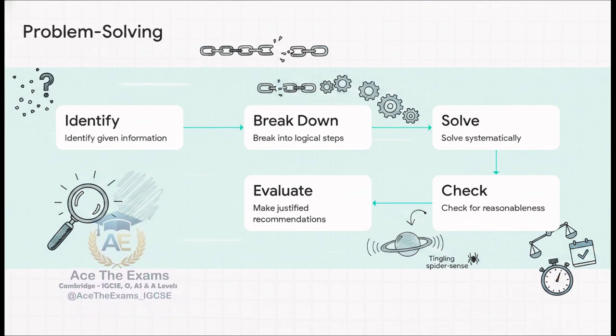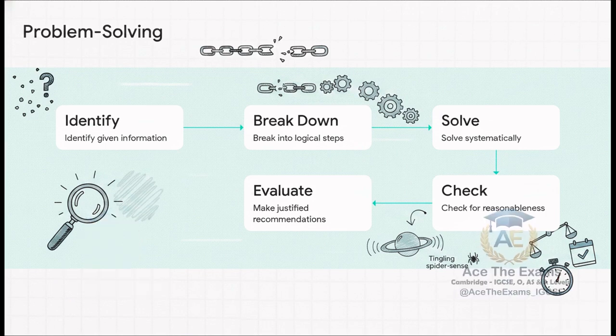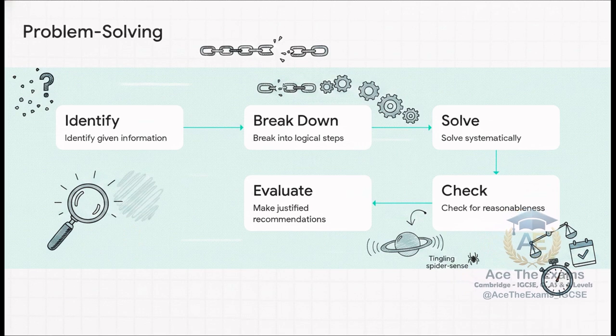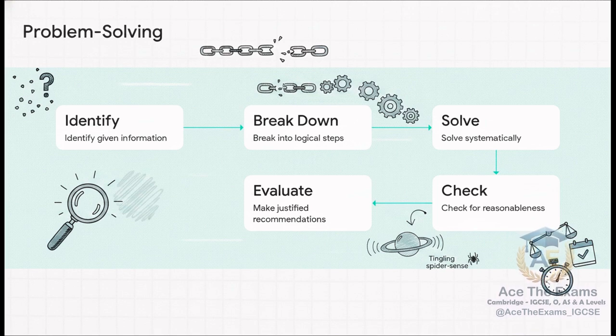If you calculate the gravitational field strength of some tiny, newly discovered moon and your answer ends up being larger than the gravitational pull of Jupiter, you know immediately that you need to reevaluate your math. Step 5, justify any recommendations or conclusions based strictly on the data.